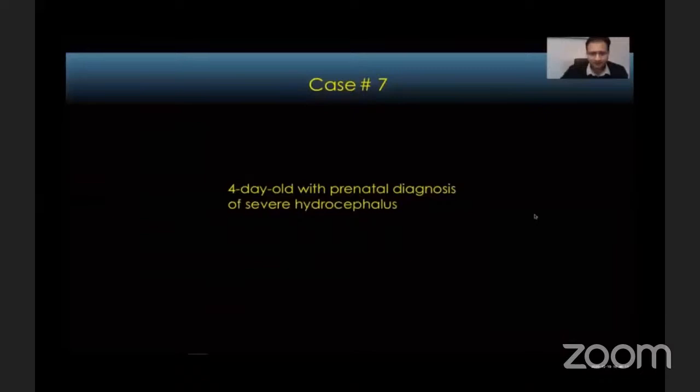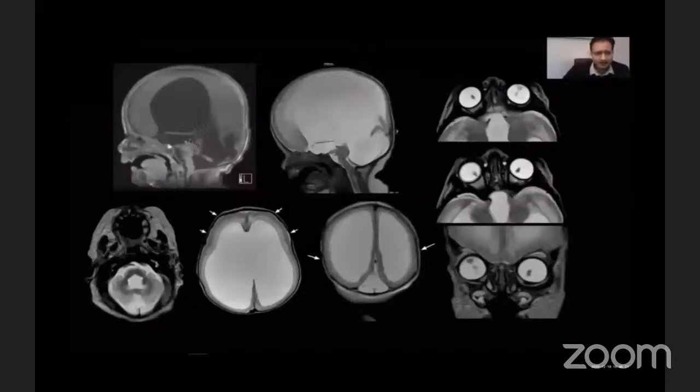Next case, case number 7, is a 4-day-old child who presented with a prenatal diagnosis of severe hydrocephalus. So we have sagittal T1 and T2 weighted MR imaging, which shows this severe ventriculomegaly. And also, when you look at the brainstem, there is hypoplasia of the brainstem, particularly the pons, with this abnormal Z-shaped or kinked appearance of the brainstem. The tectum is somewhat prominent. There is also hypoplasia of the cerebellum with partially fluid-filled posterior fossa.